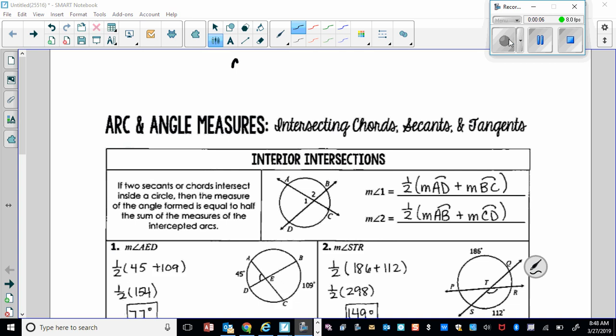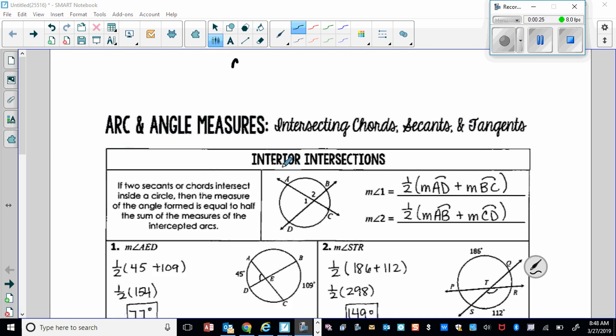So we have one more day after this, and you guys are all done with circles. Anyway, arcs and angles measure is what we're going to be doing today. There are a couple of formulas that we are going over. But once you see the formula, then the rest is just going to be the application part.